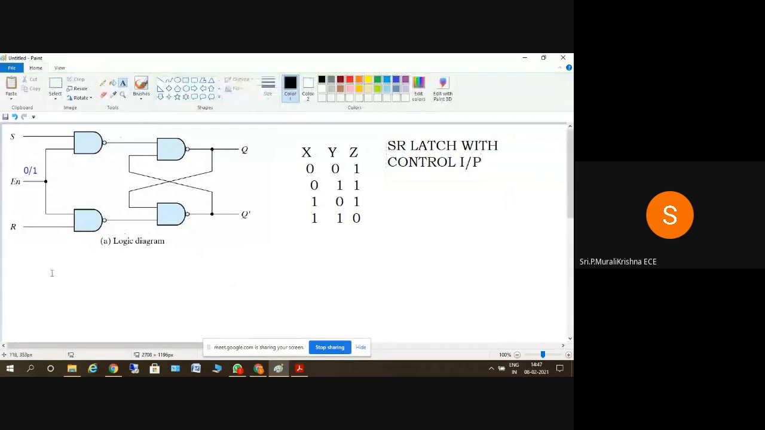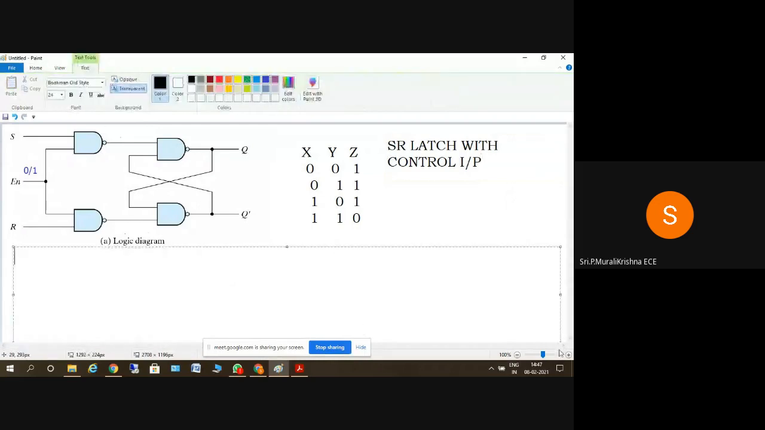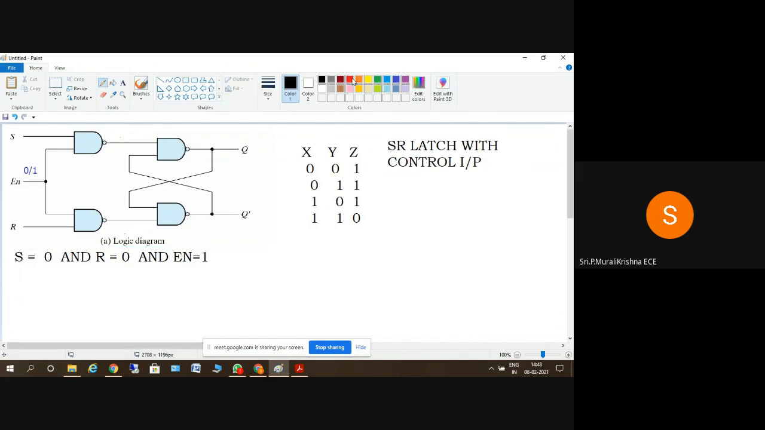So we'll consider the cases here. So what are the different cases? The first case, we'll take S is equal to 0 and R is equal to 0, and enable is equal to 1 first of all. So this is the first case here. You can check here.